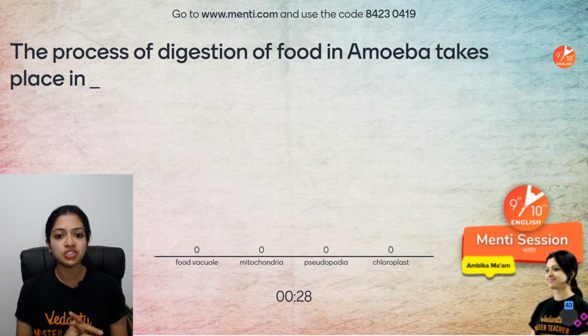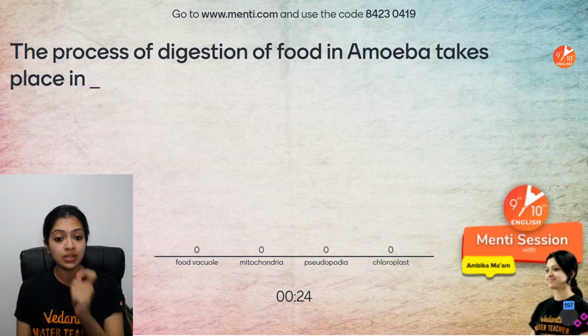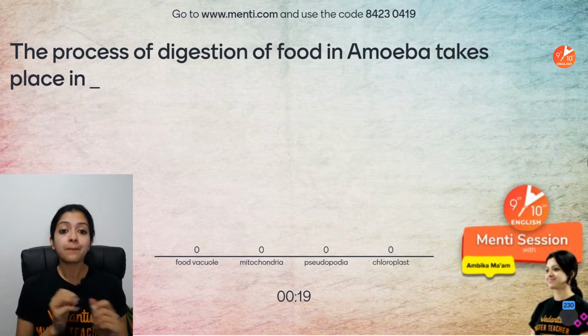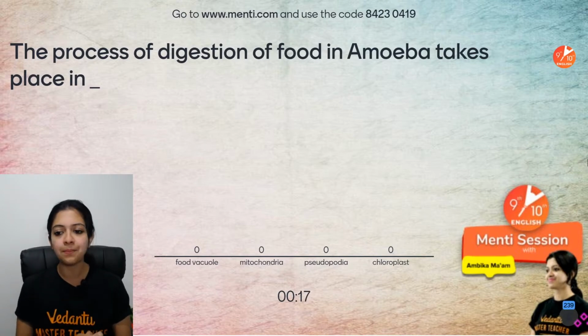The process of digestion of food in amoeba takes place in dash. Food vacuole, mitochondria, pseudopodia, or chloroplast. Process of food digestion in amoeba. Where would it take place?